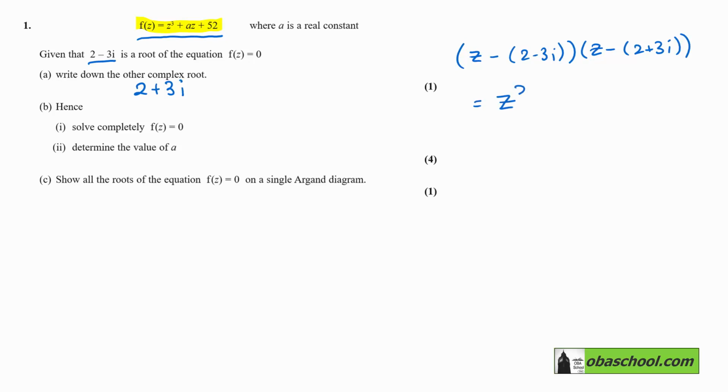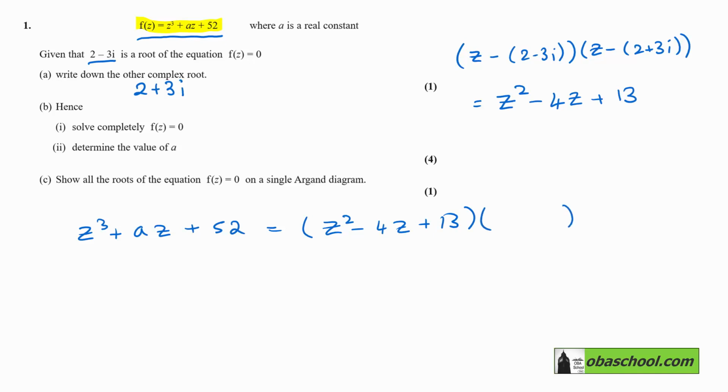This is going to give us z squared minus 4z plus 13 if you expand out. So this quadratic is a factor. Now consider that our cubic is z cubed plus az plus 52. We know that a quadratic factor is z squared minus 4z plus 13.